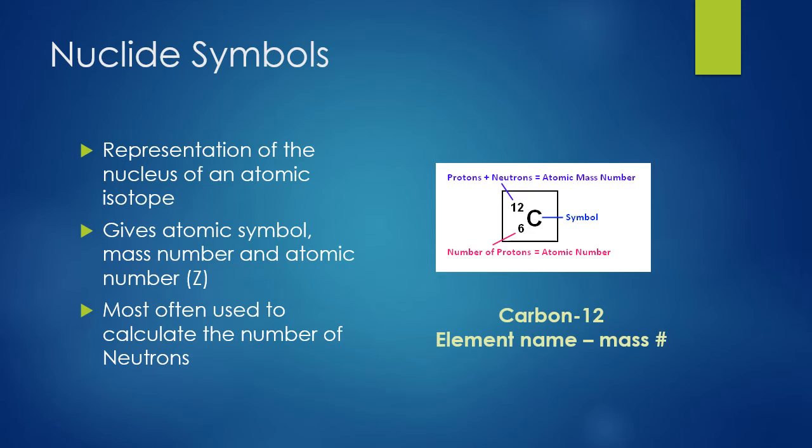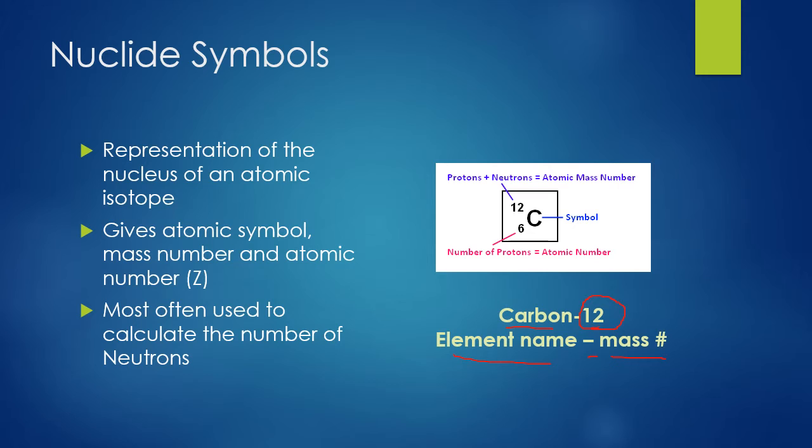So isotopes are represented in 2 different ways. We've seen one way so far, and that first way that we've explored is where we have the element name and then a dash with the mass number coming after the dash. So an example would be carbon-12. This 12 is saying that the mass number of that particular isotope is 12.